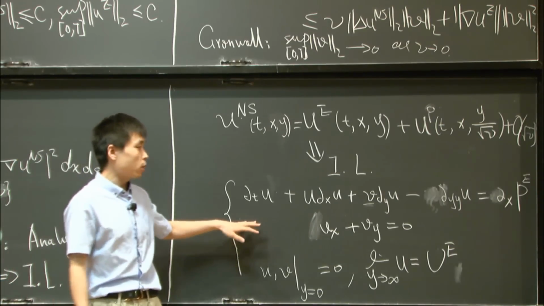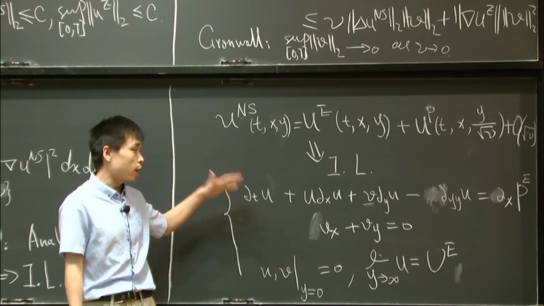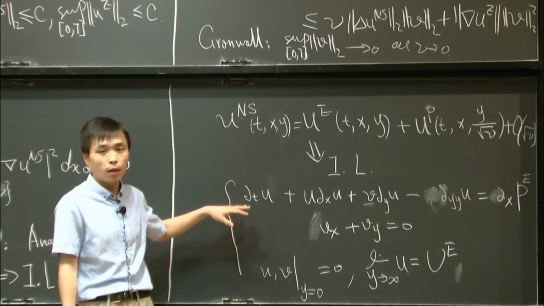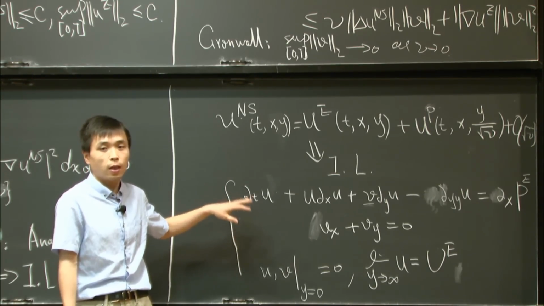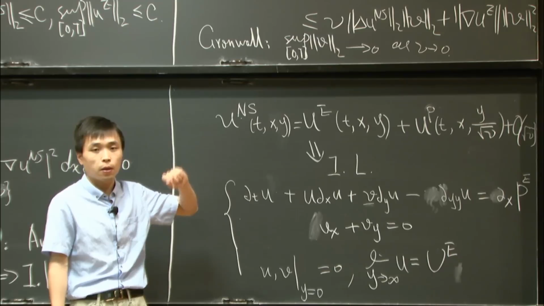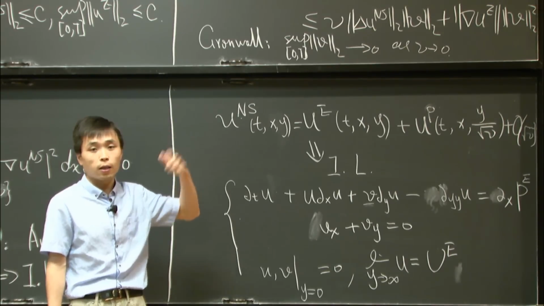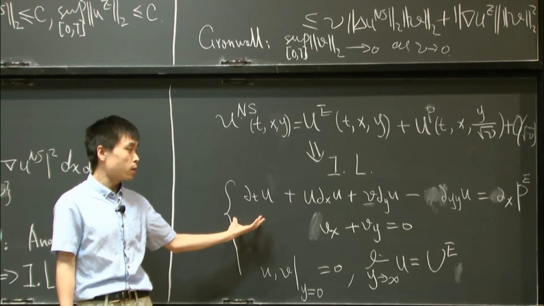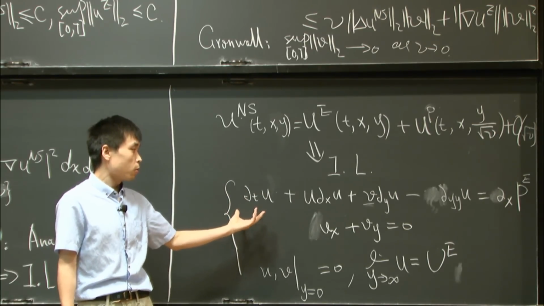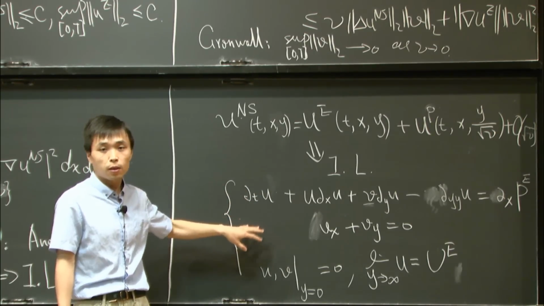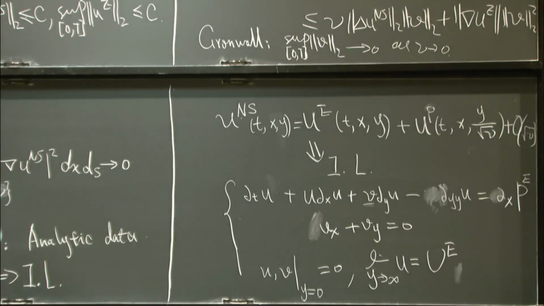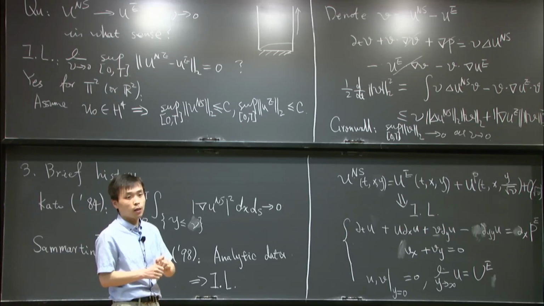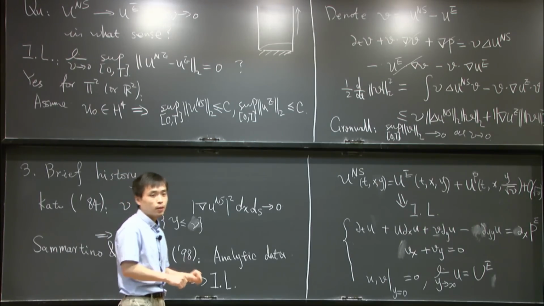But actually people could improve the result a little bit. They prove that actually some Gevrey class with the exponent high enough could also imply this well-posedness of this Prandtl equation. So if you do what? If you assume a Gevrey class, yeah.